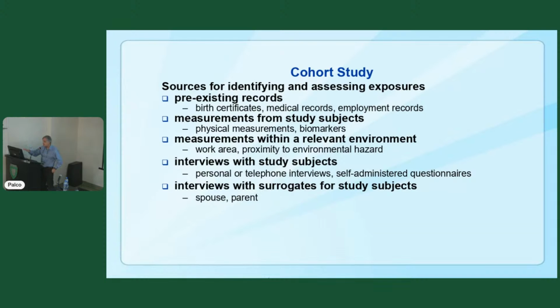Sources for identifying exposures, where you go after the information for exposure. Pre-existing, if you're doing a retrospective cohort, you can look at birth certificates, medical records, employment records, and so on and so forth. You can see the list here. I'm not going to go over that.